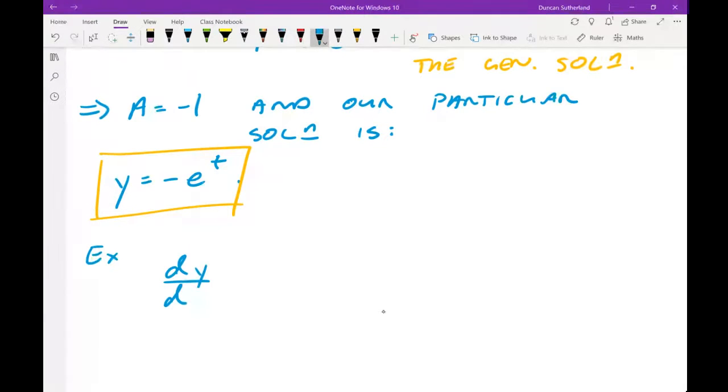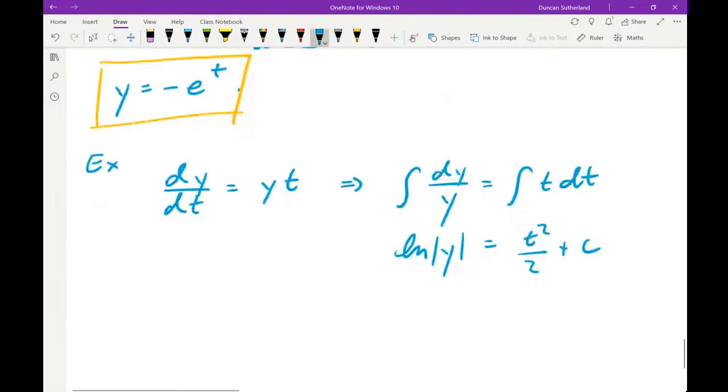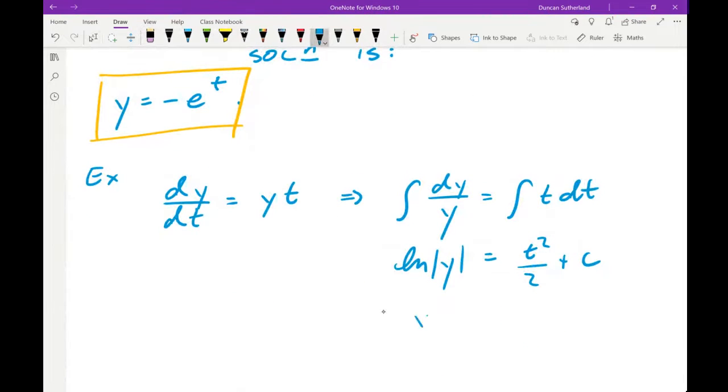So for example, you've got something like this. You can separate that, okay, you integrate, you exponentiate and muck around with the constants. And you get that as your general solution to the problem. All right, so I did that pretty quickly.